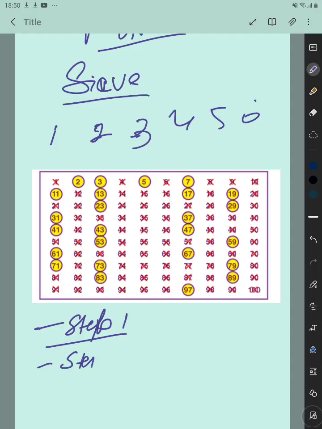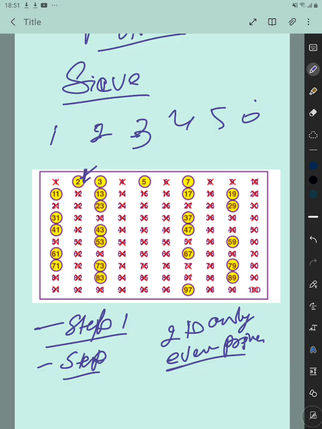Then step two is to circle two. Why circle two? Because two is an even number, and there are only two factors. Two is an even number that is a prime number. Two is the only even number that is prime.